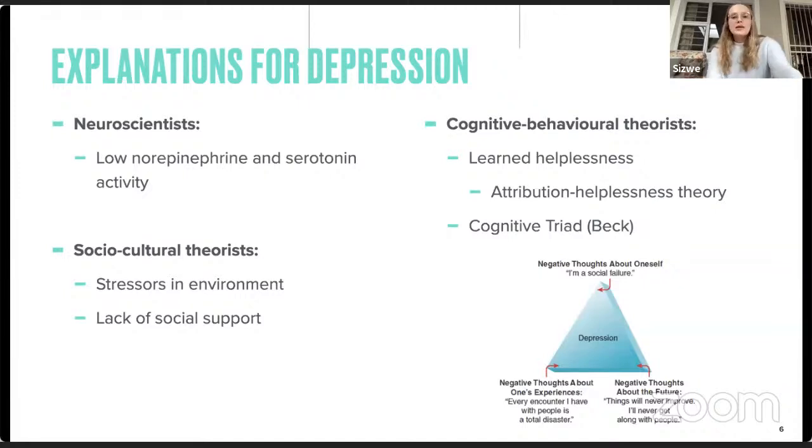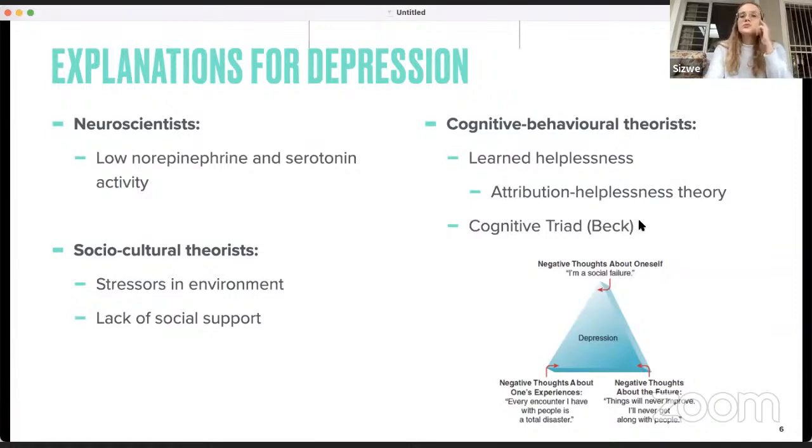Okay. Then there's this cognitive triad that Beck proposed, which means that all of these things could lead to you being prone to depression or depressive tendencies. Okay. So there's negative thoughts about yourself, negative thoughts about the future, and negative thoughts about your experiences. Okay. So these are the three main different explanations for depression and how depression comes about, or how people can be prone to depression. All right.